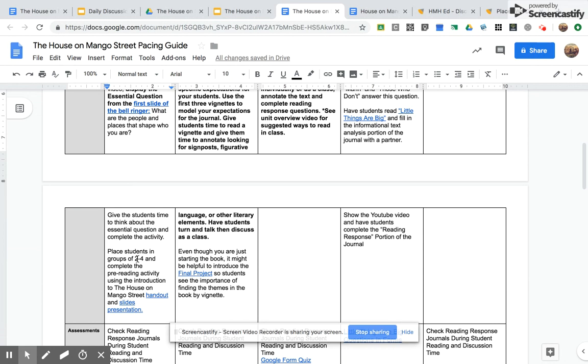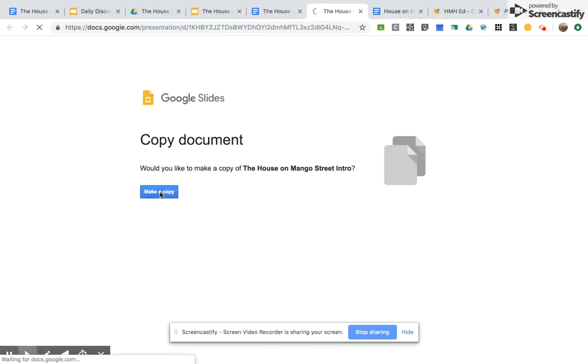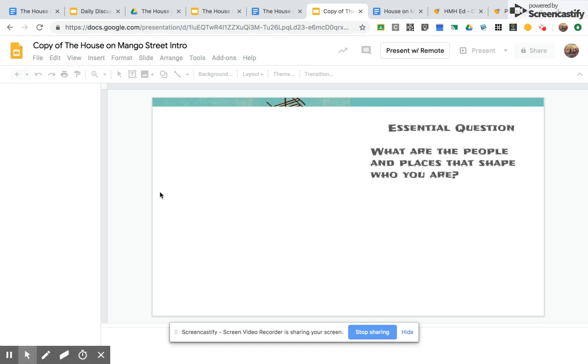There's also an activity that you can do with that introduction. The introduction to The House on Mango Street is the first few pages of that reading response journal. Now, there's a different slides presentation if you choose to do it, but it will take a full class period. And this one, I'll have to make a copy of it. This one will apply specifically to that introduction by the author.